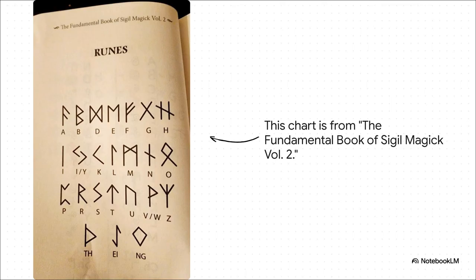So our guide for this little adventure comes from a pretty interesting place. A page from a book called The Fundamental Book of Sigil Magic, Volume 2. It seems this ancient alphabet is still very much alive and kicking, and this page, well, it gives us the complete key to unlock it.